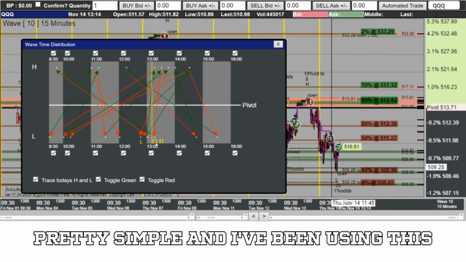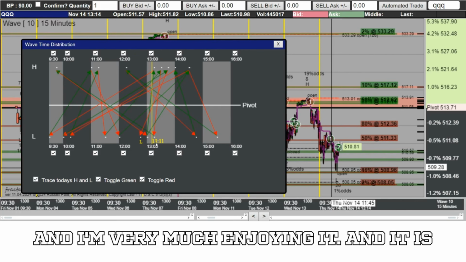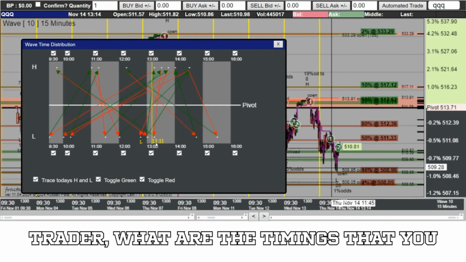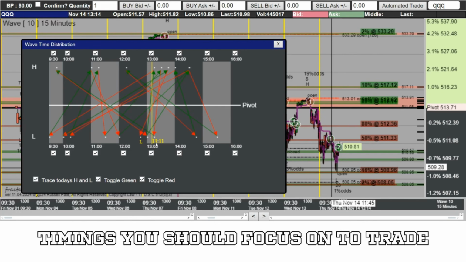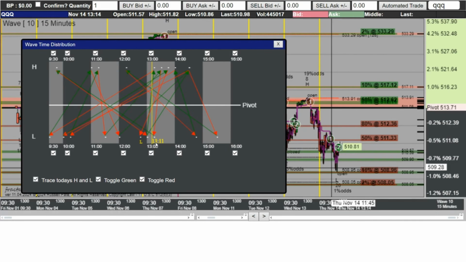Okay, it is pretty simple, and I've been using this tool for the past 5 days, and I'm very much enjoying it, and it is very accurate. It can give you a very good estimation if you're an intraday trader. What are the timings that you should be worried about, and what are the timings you should focus on to trade reversals or even continuations.